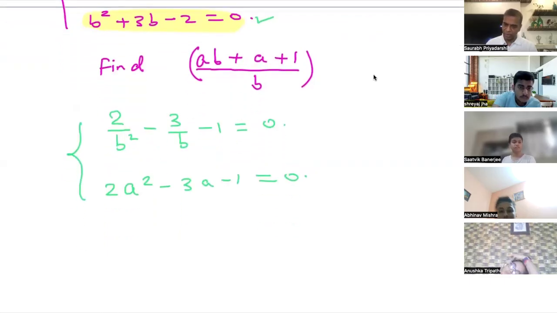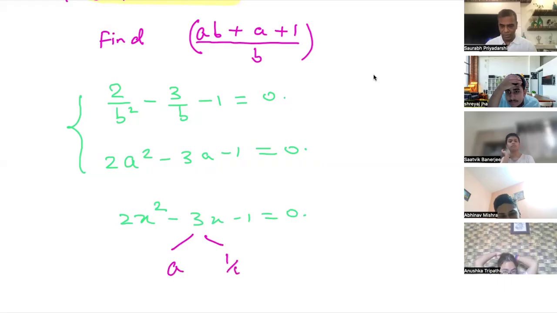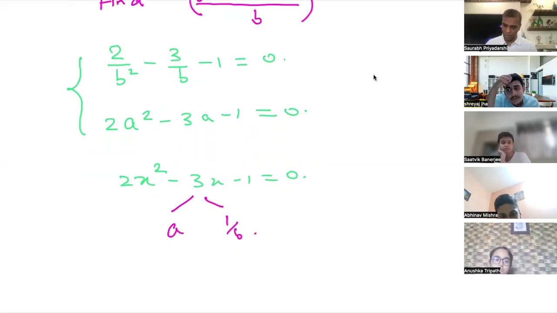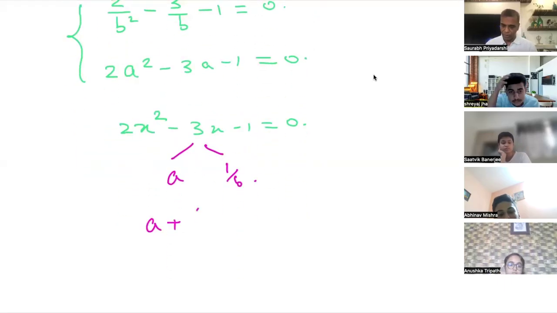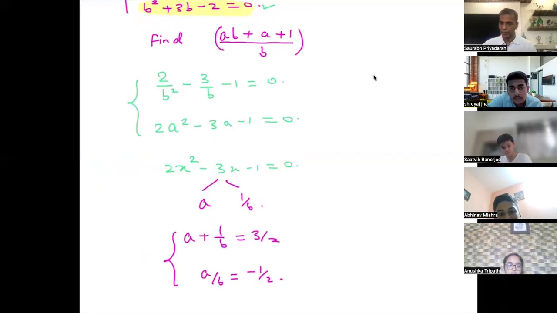Can I say for these two, 2x square minus 3x minus 1 is equal to 0, right? This has two roots, a and 1 by b. Now, the sum of the roots is minus b by a, and the product of the roots is c by a. Try this, and now see what you have to find.